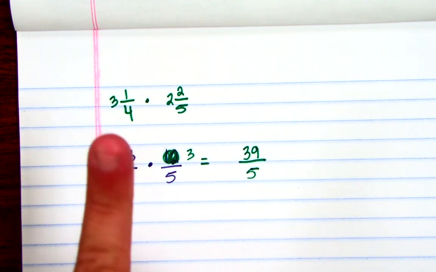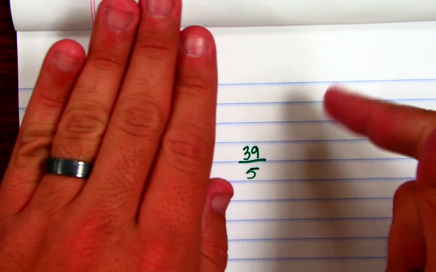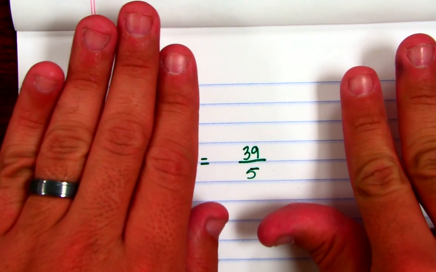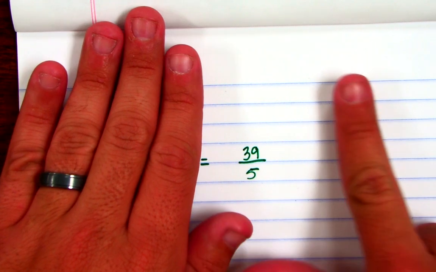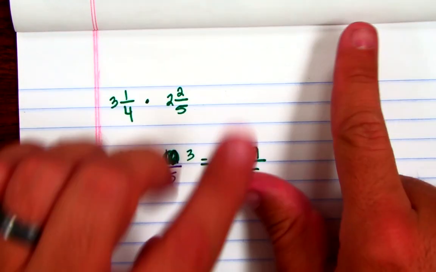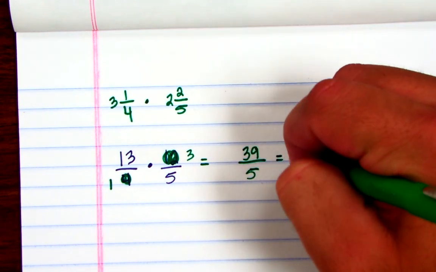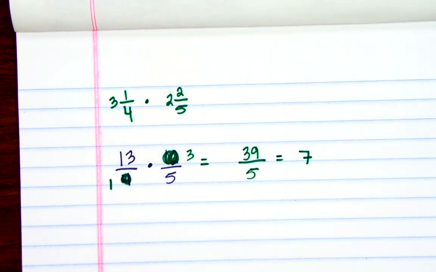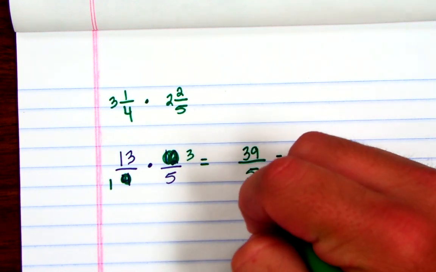5, 10, 15, 20, 25, 30, 35, 40. Well, 40 is too much. I can't go over 39. So it can go in there 1, 2, 3, 4, 5, 6, 7 times. So I have 7 wholes. Well, 7 times 5 is 35.